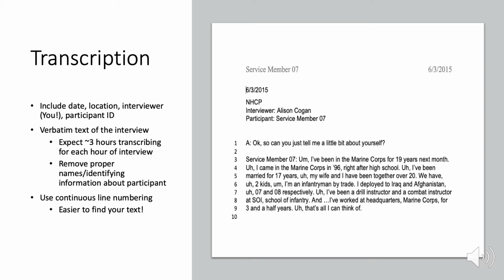You'll want to remove in your transcription any proper names or identifying information about the participant. So they may refer to the name of a family member or something that's just detailed enough that would give their identity away. So we want to remove that whenever we see that. You also want to use continuous line numbering in your document because it makes it a lot easier to find the text when you want to refer back to it.